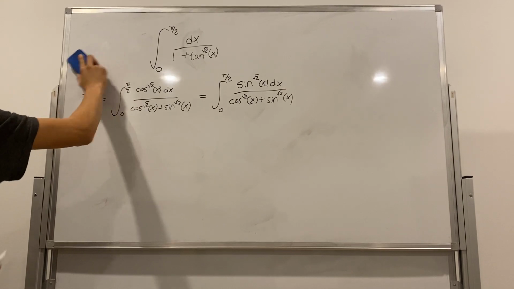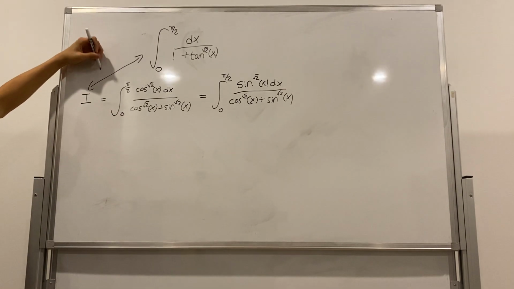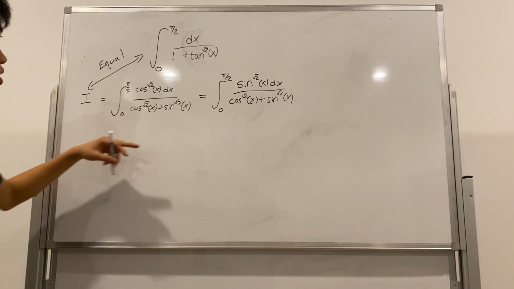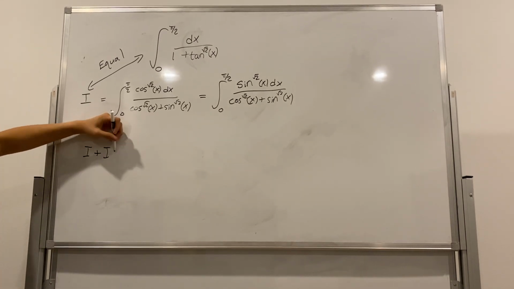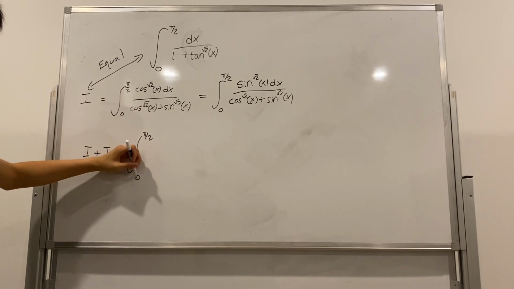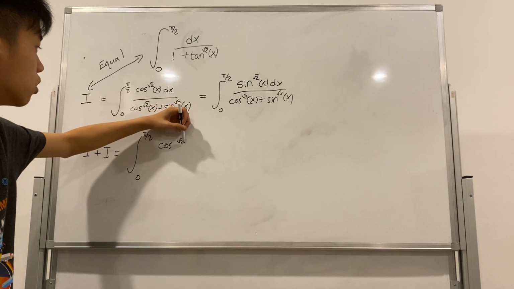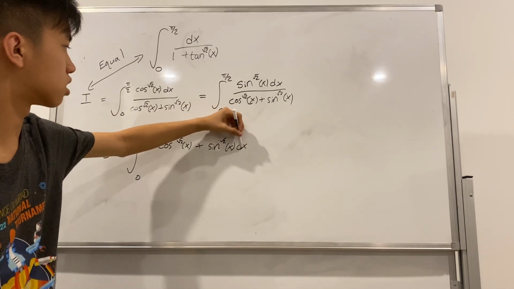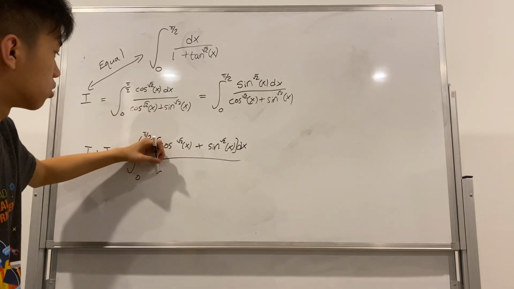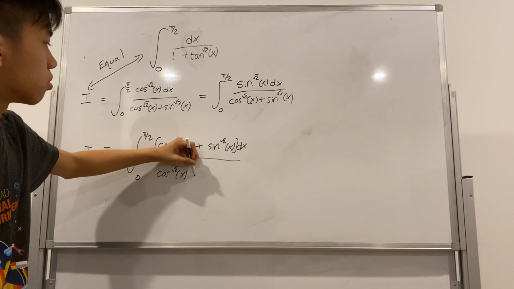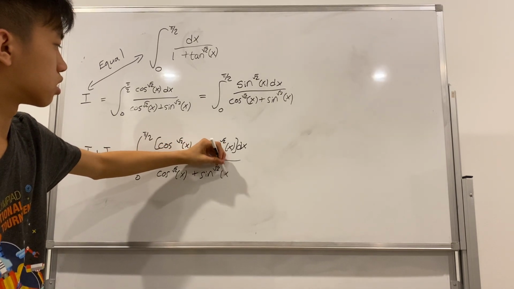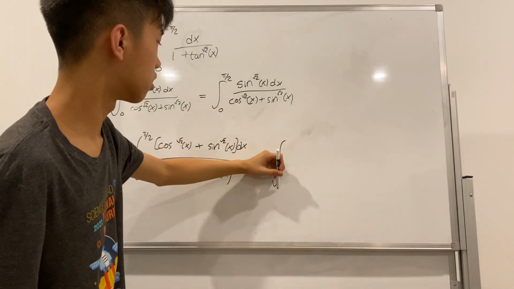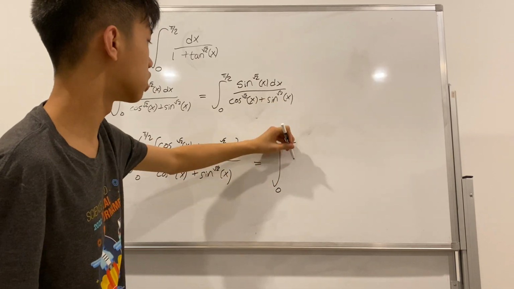So we can add these two up. We get I plus I. So we'll get the integral from 0 to pi over 2 of cosine to the square root 2 of x plus sine to the square root 2 of x dx, over cosine to the square root 2 of x plus sine to the square root 2 of x. And that actually just becomes the integral from 0 to pi over 2 of just 1 dx.